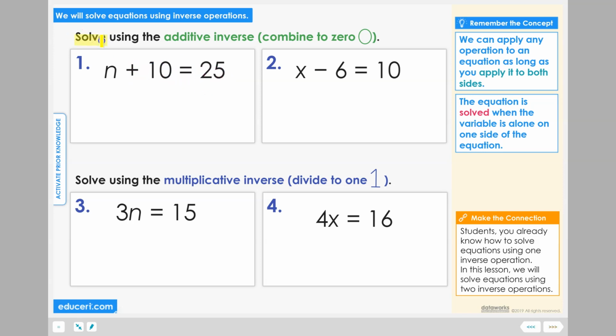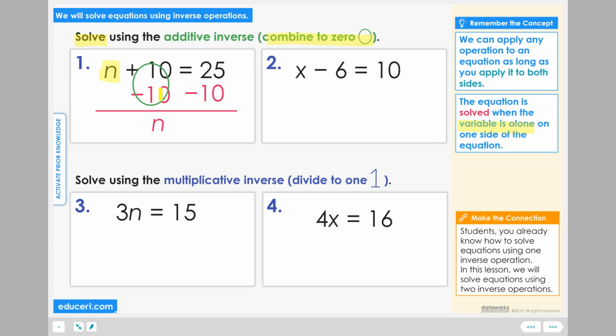To solve this equation for the variable n, that means we want to have the variable n alone on this side of the equation. Currently it is not alone because there is a plus 10. We need to subtract 10, and if we subtract 10 from one side, we must do it to the other side as well. N plus 10 minus 10, which will equal just n.